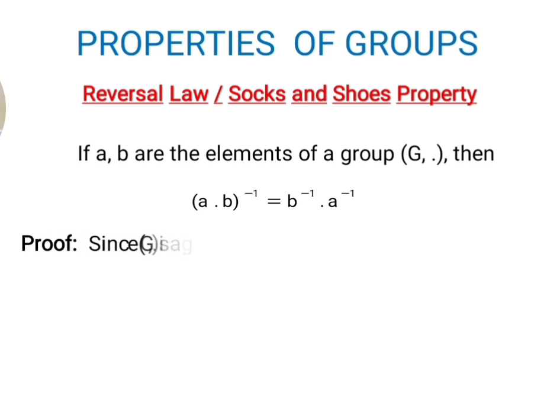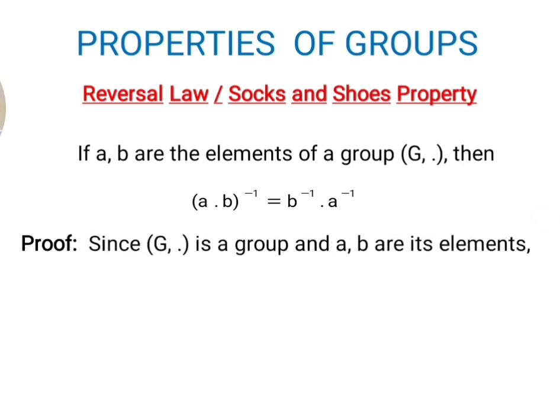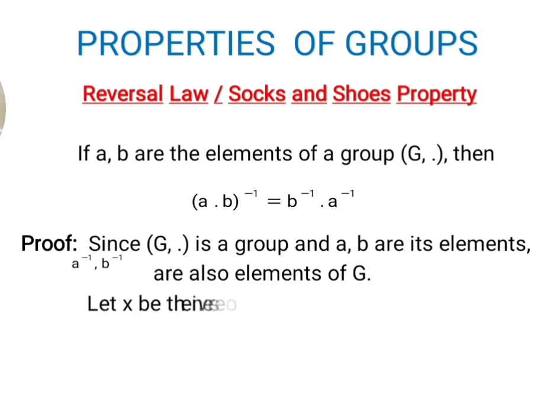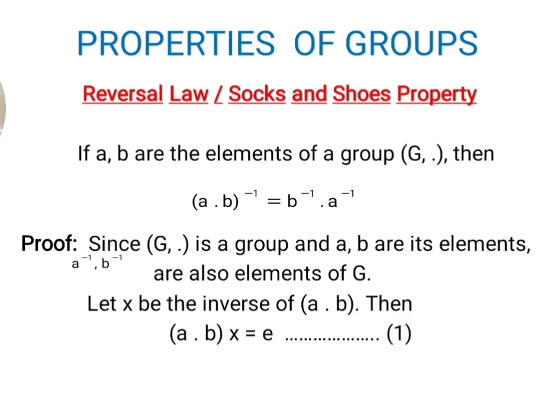Since (G, dot) is a group and A, B are its elements, we have that A inverse, B inverse are also elements of group G. Let X be the inverse of AB. Then by definition of inverse, we have AB into X equals E, we number it as 1. Here E is the identity element of group G.